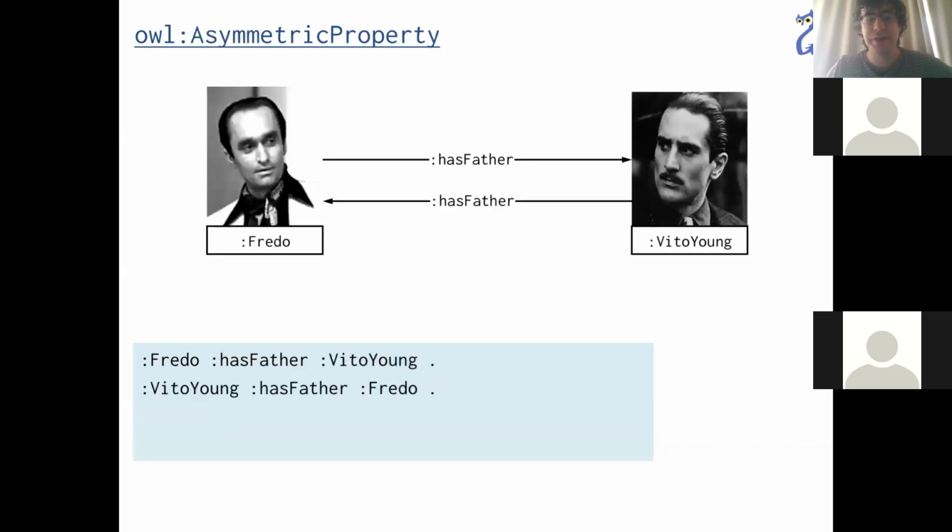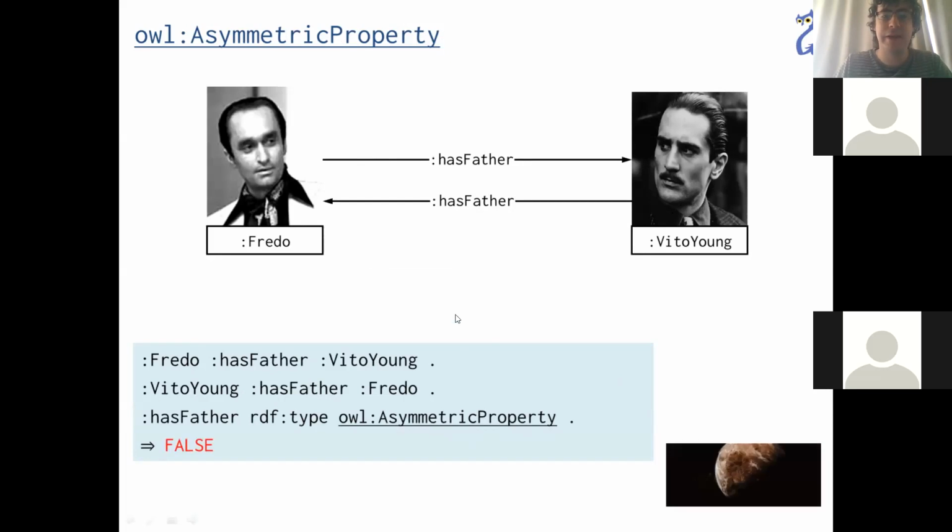Okay, so in terms of asymmetric property, we saw symmetric property previously, and in this case, what we're saying is that if S has father O, then O cannot have father S, right? Somehow this sort of thing cannot happen. So we can define has father to be an asymmetric property, which says that such cases would be inconsistent. And we infer again a contradiction.